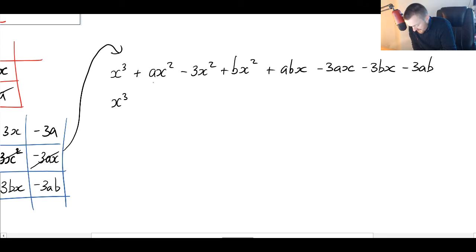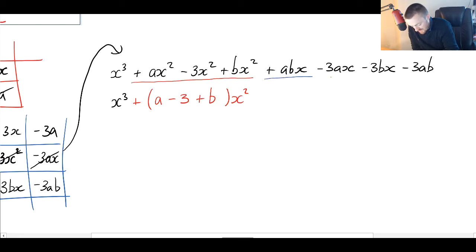Now, with all the x squared terms, I've got this one, and this one. I'm just going to factorize that bit. And rather than putting x squared before the bracket, I'm going to put it at the end of the bracket. So I know this bit is going to be x squared. And then I'm just going through and saying, okay, to get ax squared, what would I need to multiply x squared by? And that would just be a. To get negative 3x squared, I would need to multiply x squared by negative 3. And then to get positive bx squared, I would need to multiply x squared by positive b.